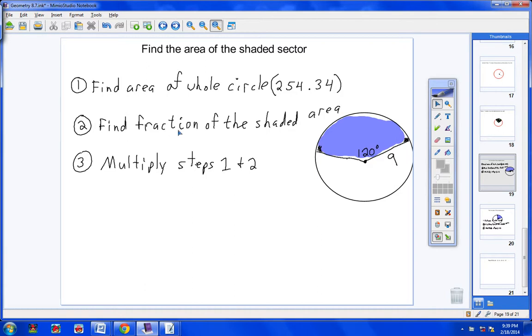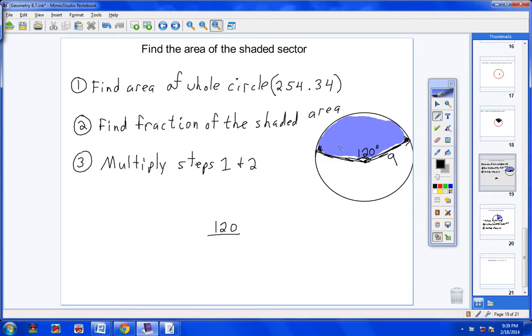Now, to find the fraction of the shaded area, it's really easy, guys. Notice how I have 120 degrees right here? So we know this central angle right here is formed by an angle of 120 degrees. So here's what you do. You always take the angle inside the sector, in this case it's 120, and you put it over what? What do you think you put it over?